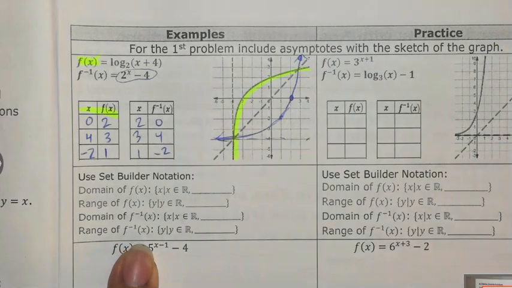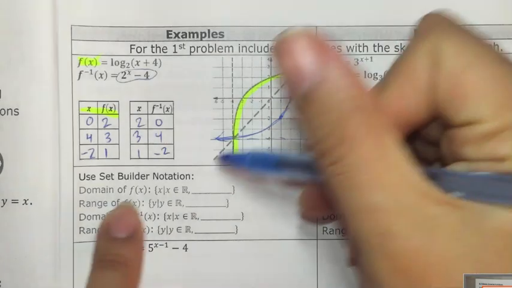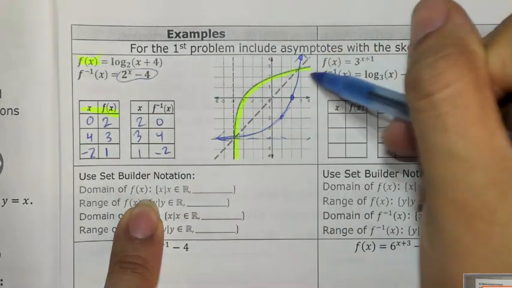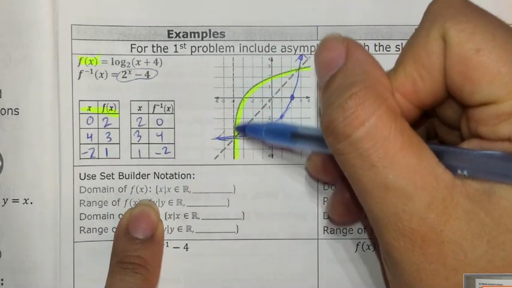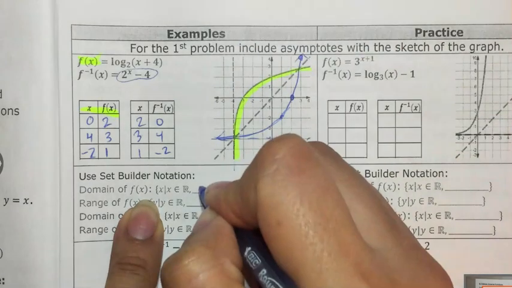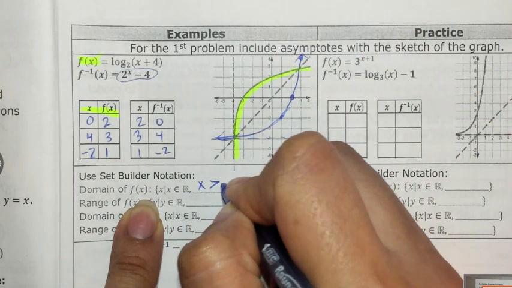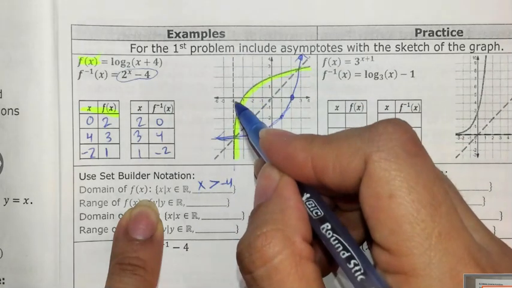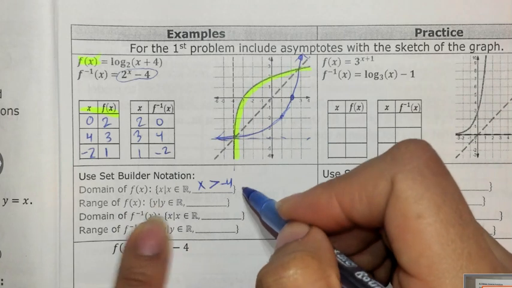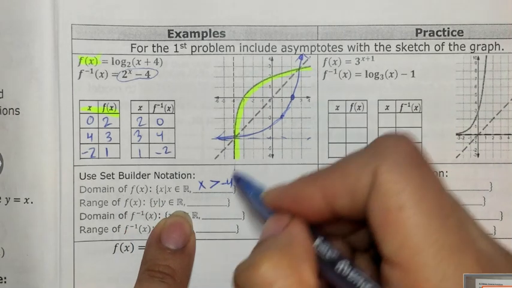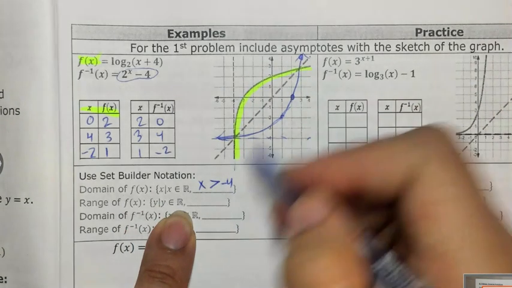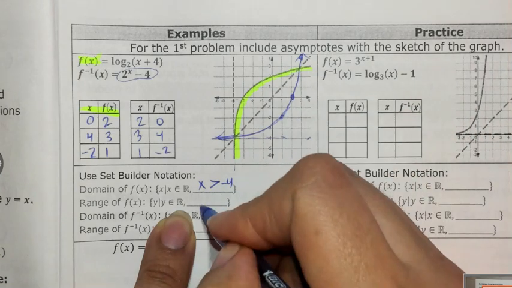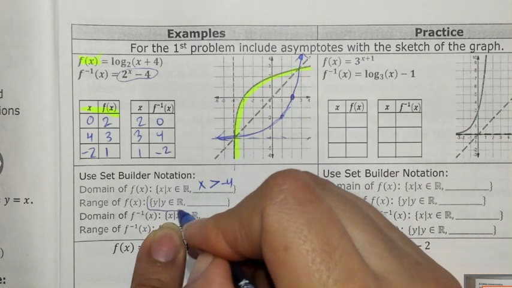All right, so we look at the domain for the original, meaning the yellow one right here. It's stopped by the asymptote, so we're going to say all x values greater than -4, because the asymptote is at -4, so anything further to the right. The range is all real numbers because it's going up and down forever, so we just kind of keep it like that.